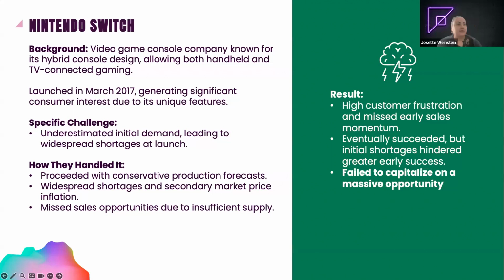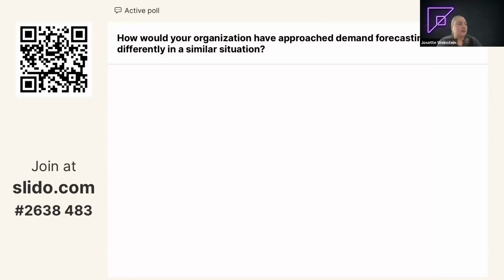All right, so I think it is time for our next Slido. Just like the first time, it works exactly the same way. Scan the QR code and let's hear from you. If this was your organization, how would you approach demand forecasting differently than Nintendo did? Love to hear from you guys in a short one or two or a few. You can see that it fits on the screen. Short, concise answers. You would have adjusted, of course.